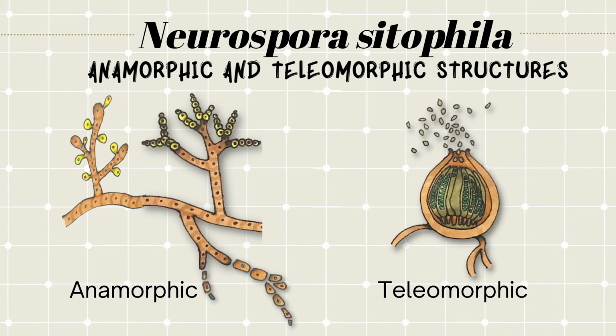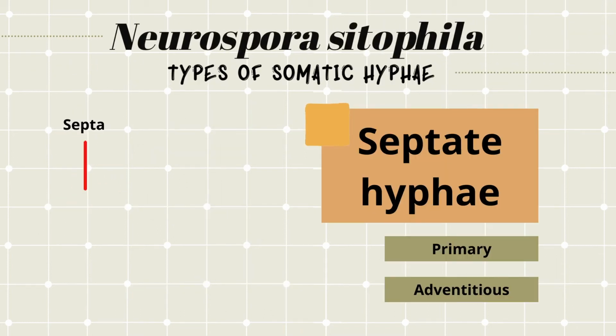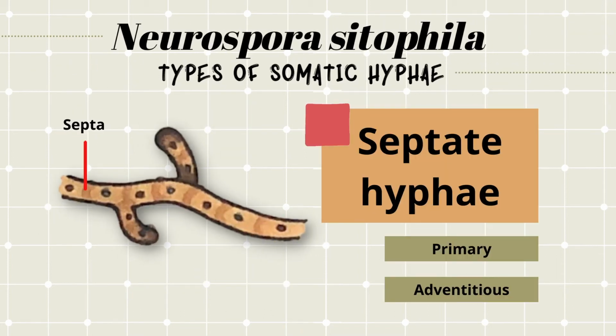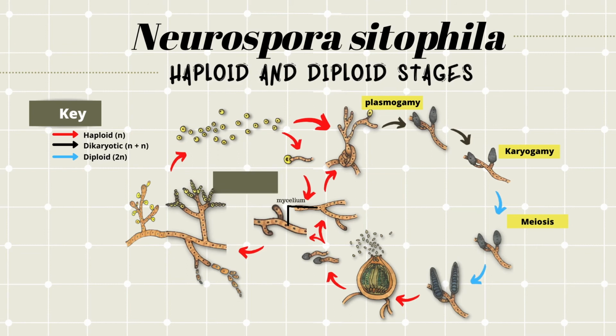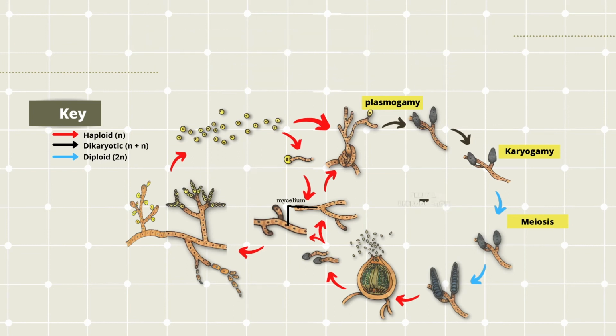First, this is how anamorph and teleomorph structures look like. Remember that anamorph is the imperfect state of asexual phase, whereas teleomorph is the perfect state of sexual phase. Next, Neurospora sitophila has septate hyphae. Because they are higher fungi, Neurospora sitophila has both primary and adventitious septum. Primary septum is involved in nuclear division for hyphae elongation, whereas adventitious septum separates the reproductive structure and somatic structure.